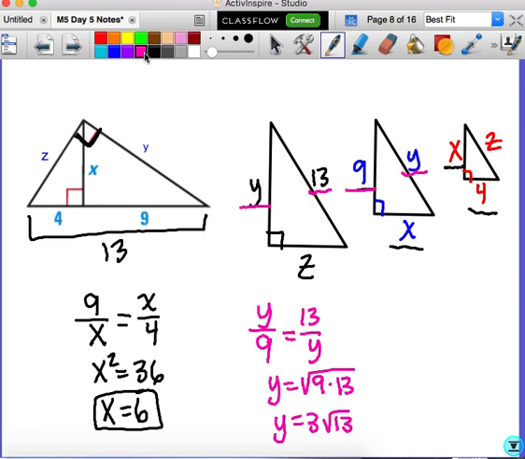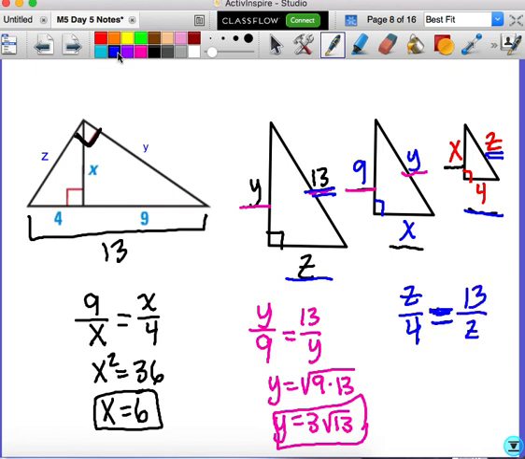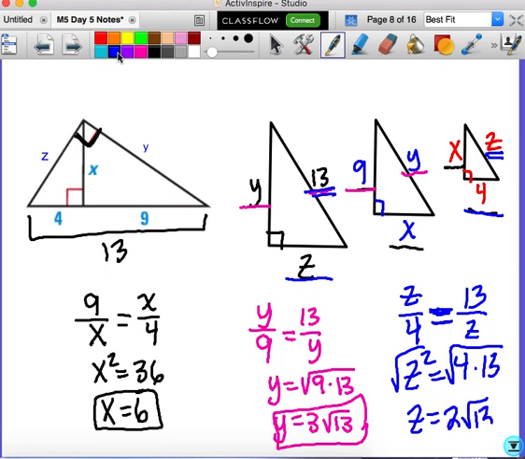Last but not least, we need to find the value of z. I notice that z is not in that middle picture, so I'm going to ignore the middle picture for a moment. And I'm going to set up z over 4 equals 13 over z. And I'm going to cross multiply. Again, once I do this, I've got 4 times 13, but because 4 is a perfect square, when I take the square root of that, z equals 2 square roots of 13.